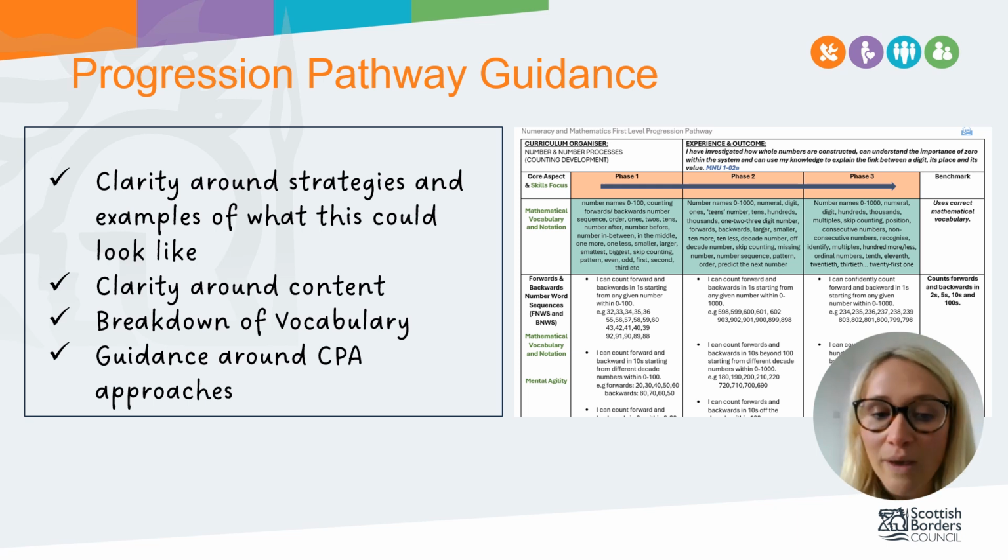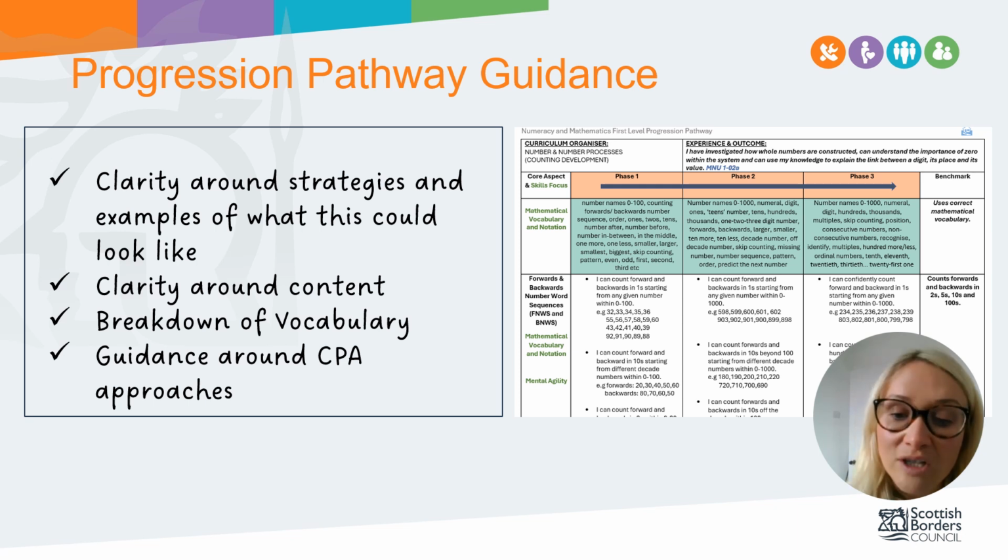Within the pathway as well, there's the breakdown of vocabulary to try and help guide you with the key words that we would like encouraged and taught explicitly at first and second level. And then also within the pathway, we have the guidance around the CPA approaches. So that's the darker turquoise strand that you will see throughout the pathway. And again, this is not to say that these are the exact ones you have to be using, but these are the ones that we would advocate and that we would encourage that are really going to help support you in teaching and delivering that concept.